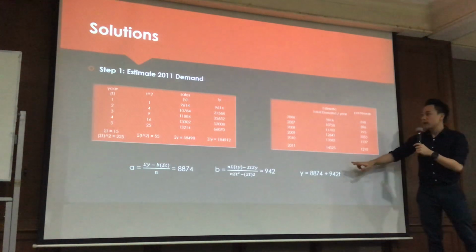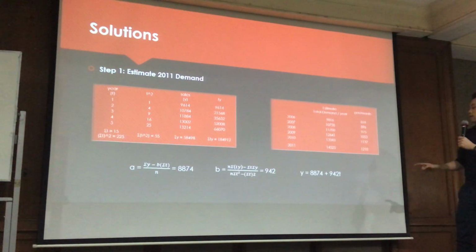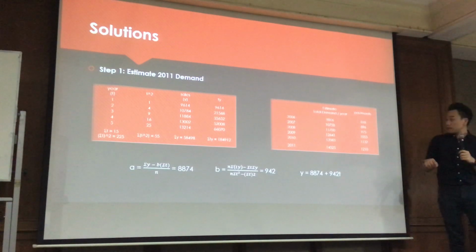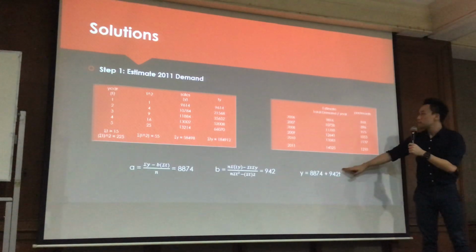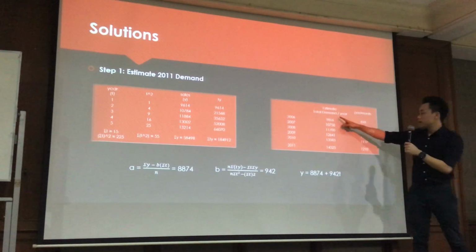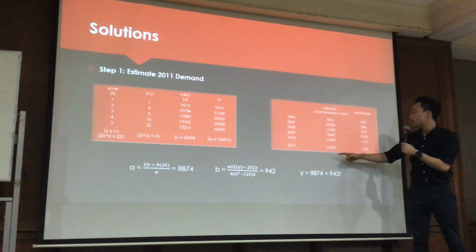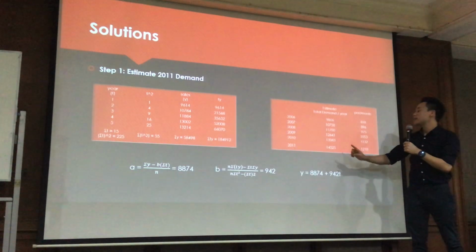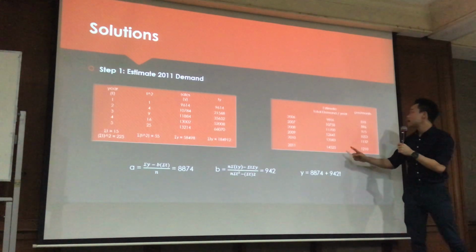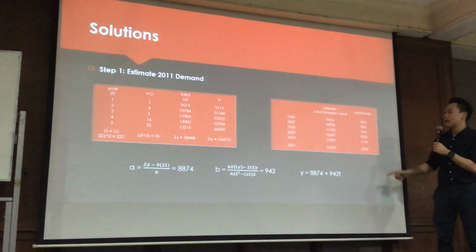After we get the equation, the 2011 demand is going to be y equal 8,874 plus 942 times t. After we get this equation, we plug in all the years that we have. You're going to see that the total demand for the year 2011 equals 14,525. We divide by 12 to get per month, so it's going to be 1,210 per month.